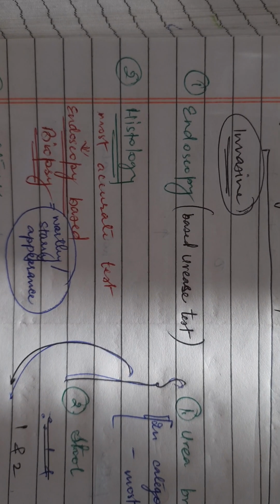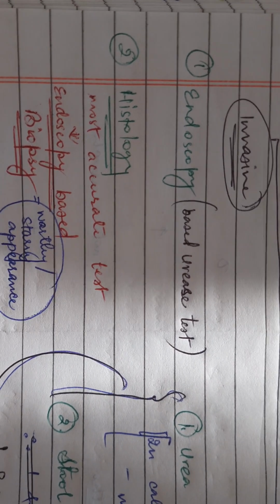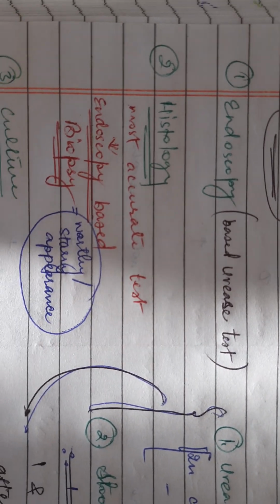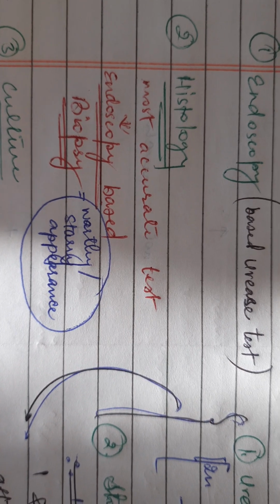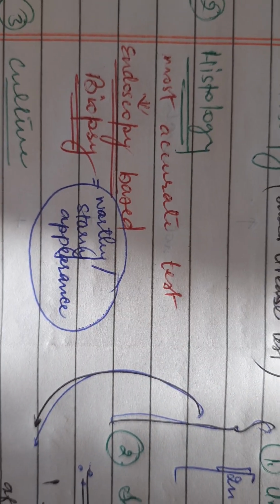Then invasive tests are also of three types. First is the endoscopy based urease test. Then second is histology, which is the most accurate test. Endoscopy based biopsy gives a Warthin-Starry appearance.